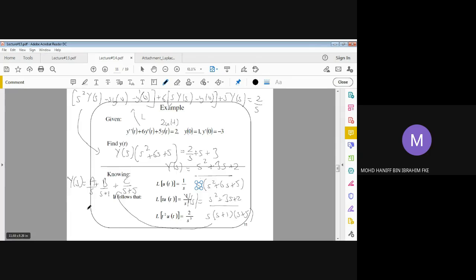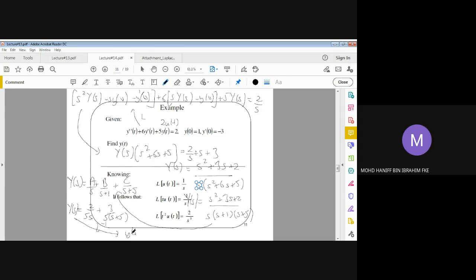By right, we can work this out, in which a will be equal to 2 over 5, so 2 over 5s. The b will be 0, so we can ignore the b. And c will be equal to 3 over 5, so we're going to have 3 over 5 of s plus 5. So this is your Y(s), from which we can do the inverse Laplace transform. Your task is now to do the inverse of the Laplace transform.